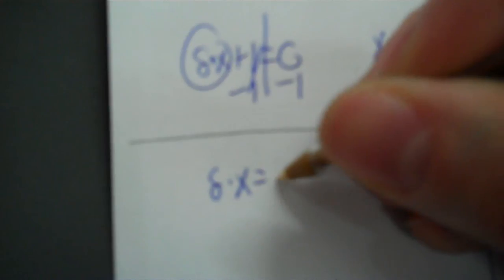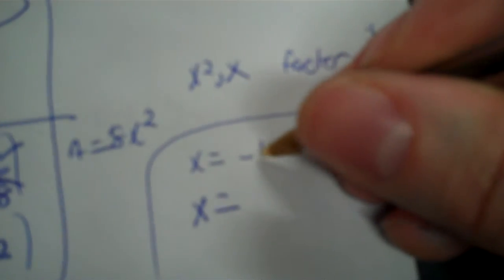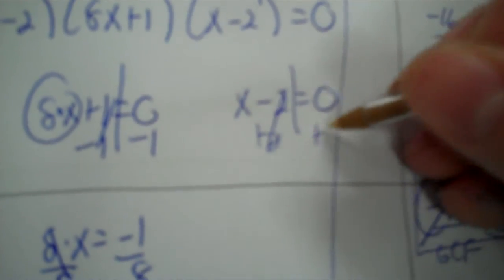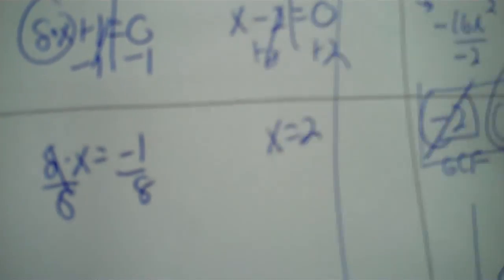Eight times x equals negative 1. You can divide that into a decimal, or it's negative 1/8. Not that I really care about that because it's a negative. 2 is the legit answer. Okay.